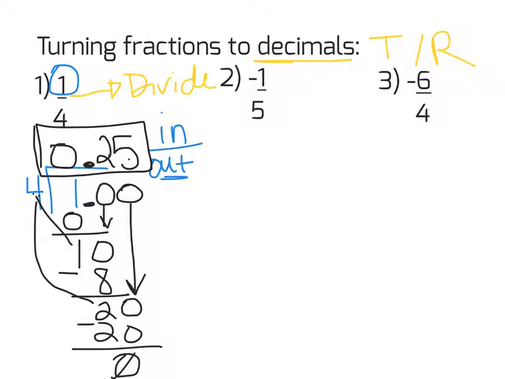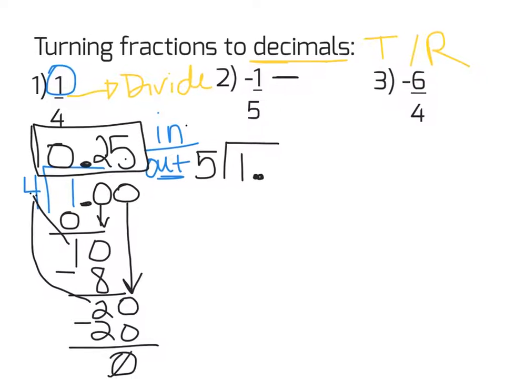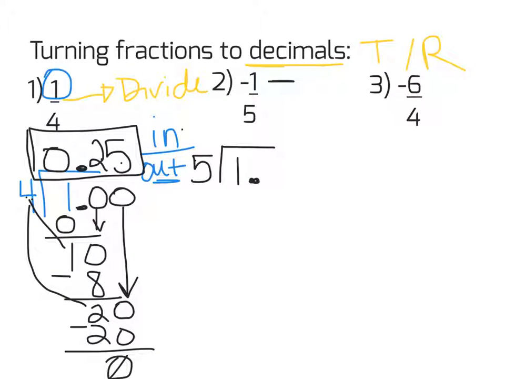The next one, again, looking at it, like the one before, it didn't have a negative sign. This one does. I automatically know whatever my answer is going to be, it's going to be a negative, okay? I'm going to do my inside out. So my 1 goes on the inside, 5 on the outside. Automatically throw my decimal down there. Throw it up in the air. Okay, 5 does not go into 1, okay?